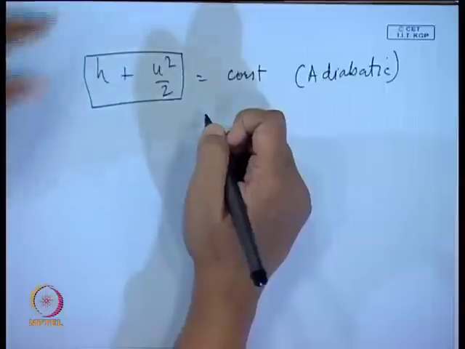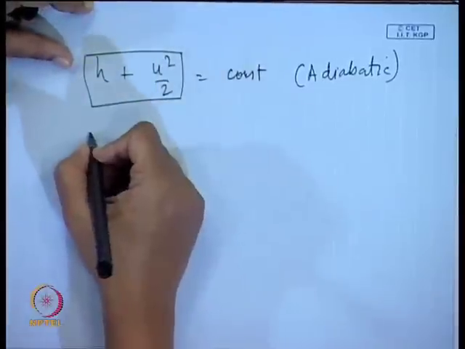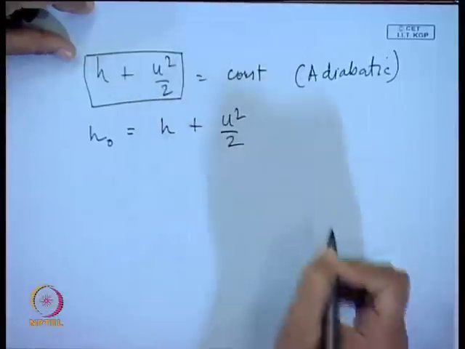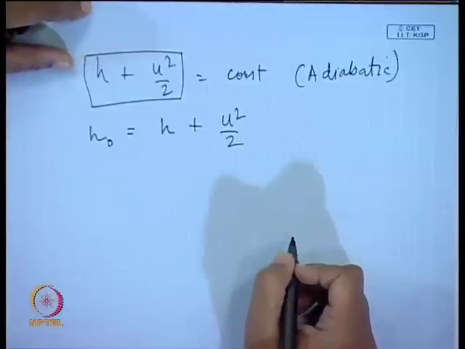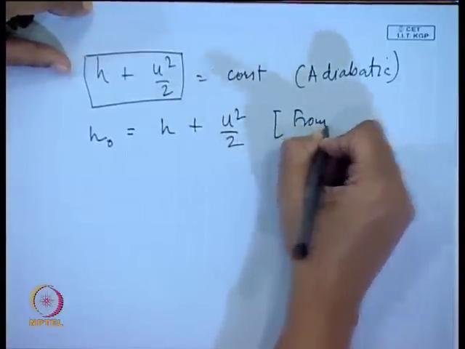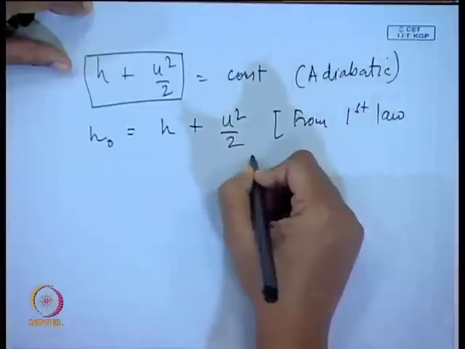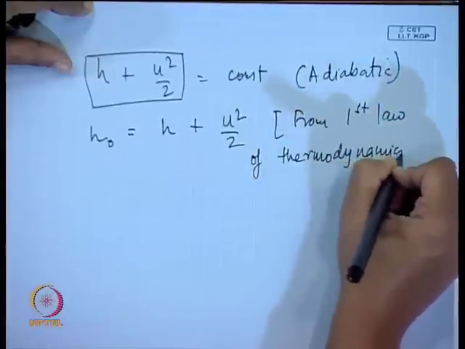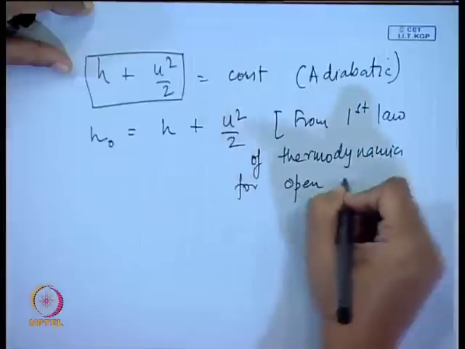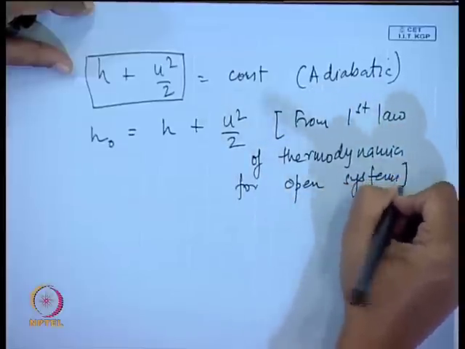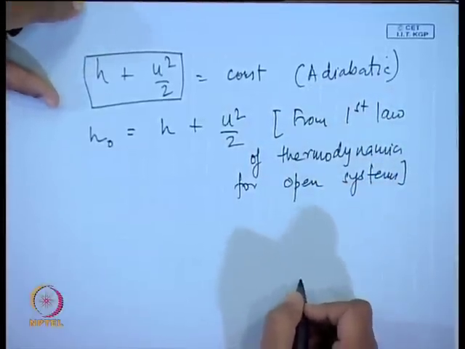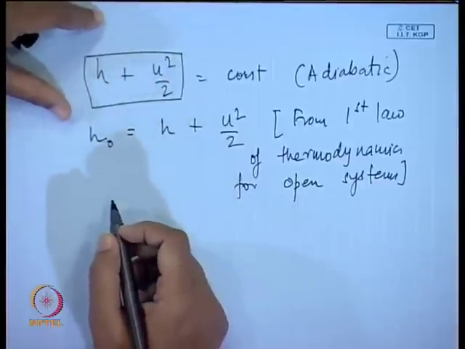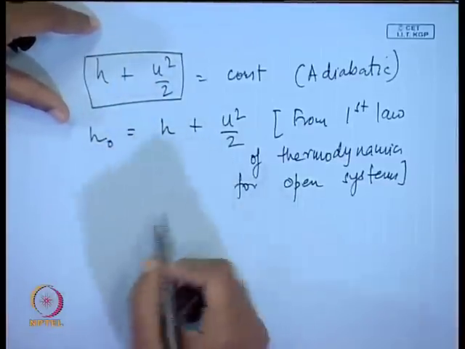This we can write, isn't it? So, the stagnation enthalpy h0 is nothing but equal to h plus u square by 2. This we have got from the first law. We have already deduced it. So, we get h0 equals h plus u square by 2.